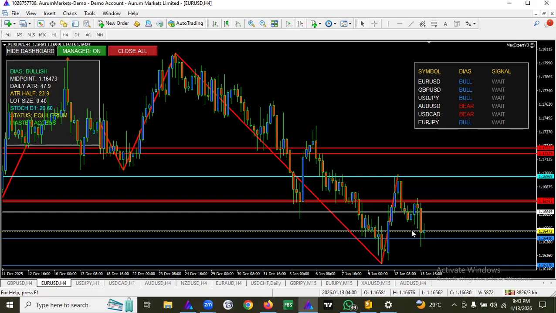So what's the relationship between the anchor and the midpoint? The midpoint is used to define the bias for the day. Correct. Now, the anchor is the opening price. Now, as price moves from the anchor, that's from the opening price, this entry level 1 and entry level 2 would adjust.